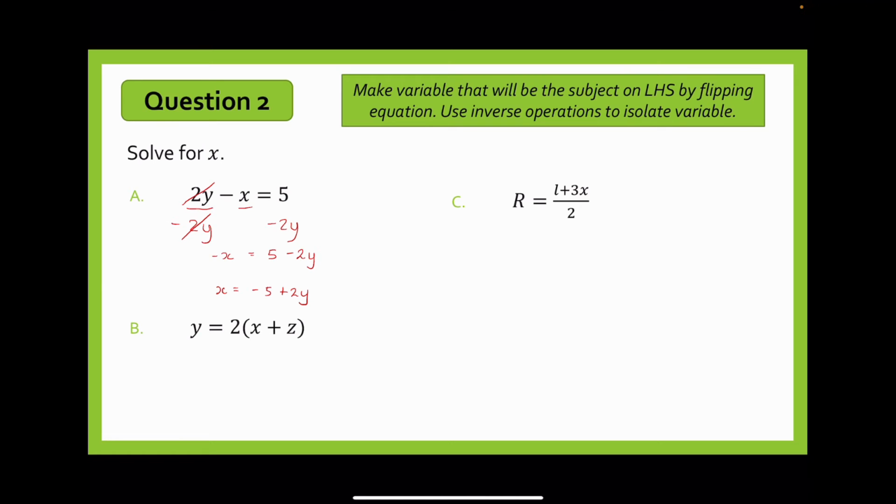For question B, it reads y is equal to 2 bracket x plus z close bracket. Notice that x in this case is on the right-hand side. So what we want to do is make the x, or the letter you're trying to solve for, on the left-hand side. So let's just flip the equation around. Therefore that becomes 2 bracket x plus z is equal to y.